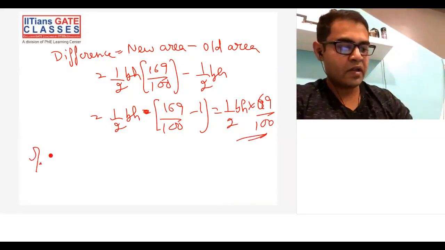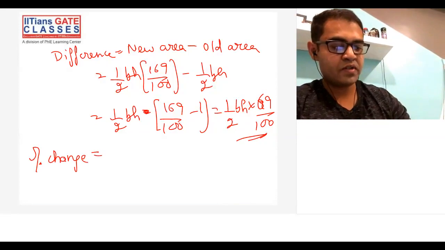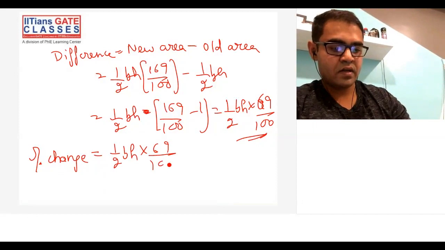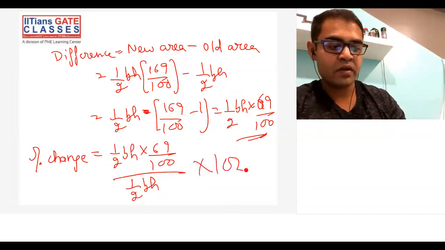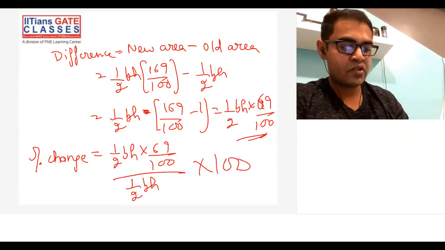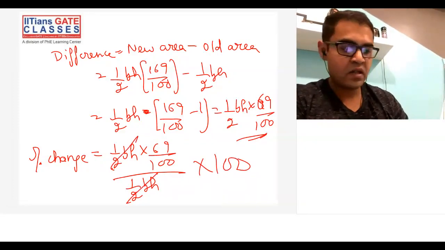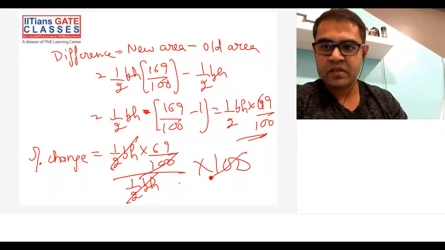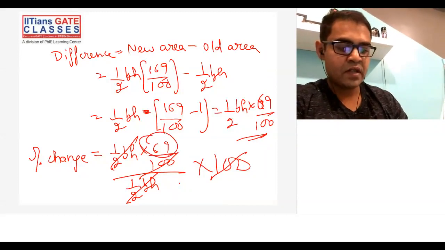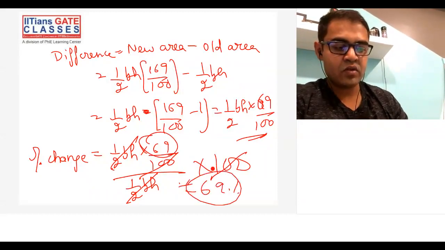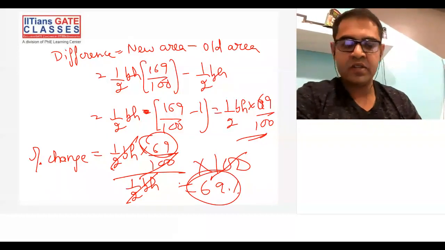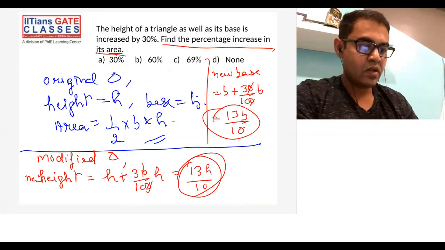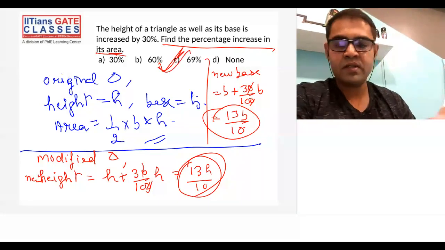So I'll again write the formula. Percentage change is equal to difference in area divided by the original area, which was half into base into height, into 100. Right, this is the percentage change. Now this term and this term will cancel. This 100 will come in the denominator. So this 100 and this 100 will also cancel. So finally what you have is 69%. So percentage change in area is nothing but 69. So if we see the options over here, option C is the right one.